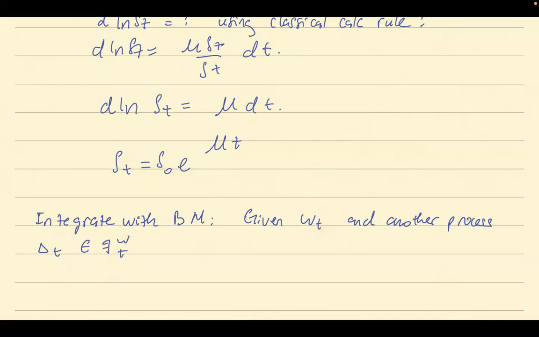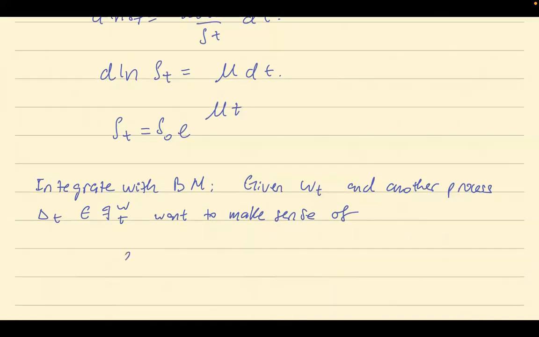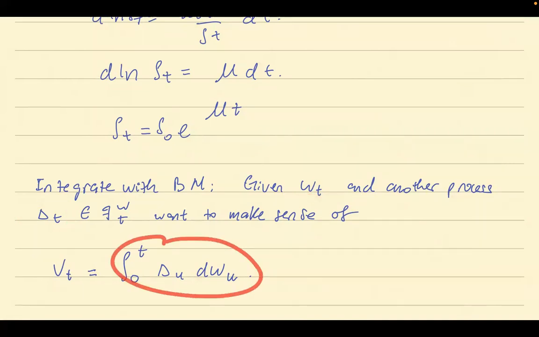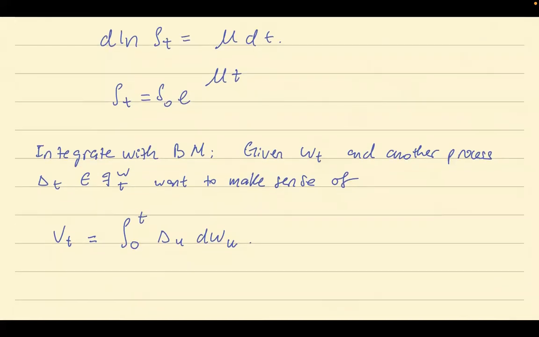Don't worry about that. Then what I want to do is make sense out of the integral delta u dW, and let's call this V if you want. So let's pause a little bit and see what we're doing here. First of all, W is a stochastic process. Delta is yet another process. What I'm doing here is integrating with respect to the Brownian motion, and that's why it has that name.